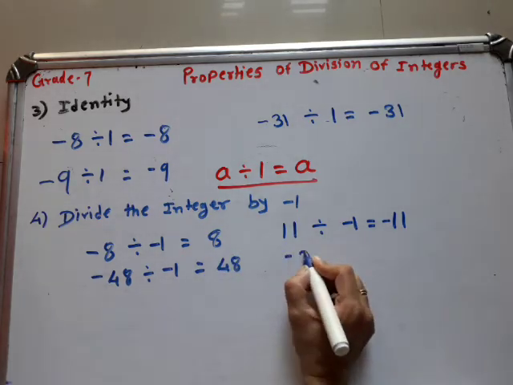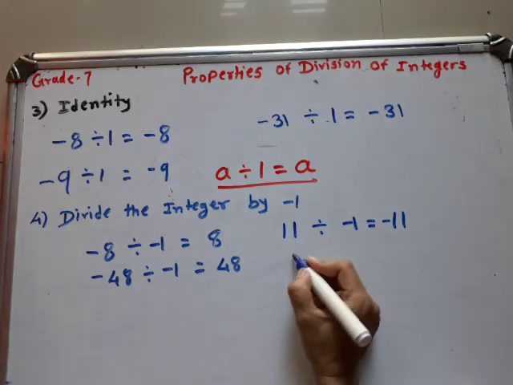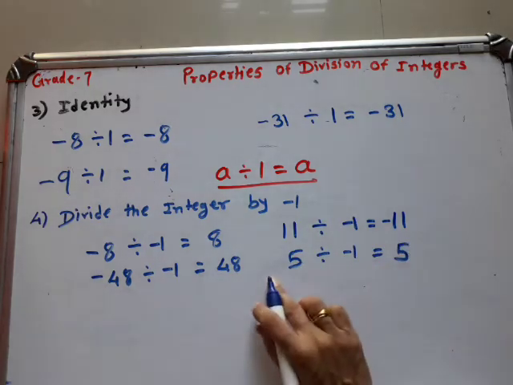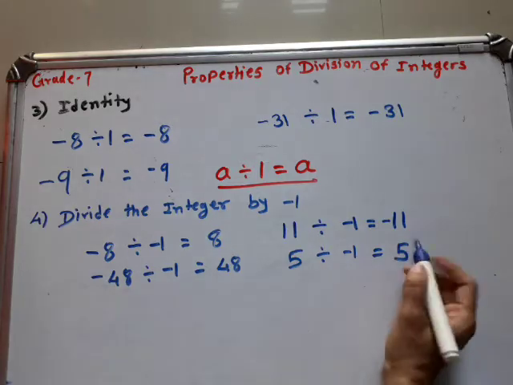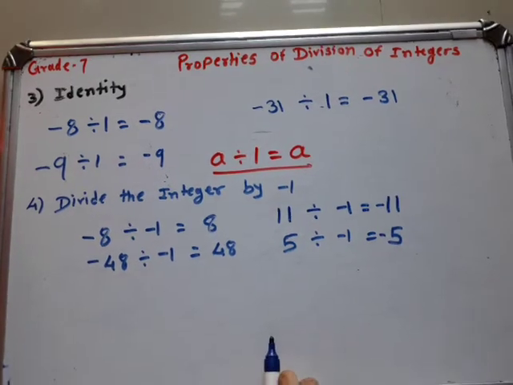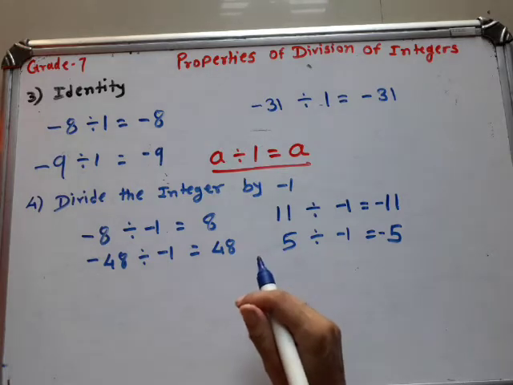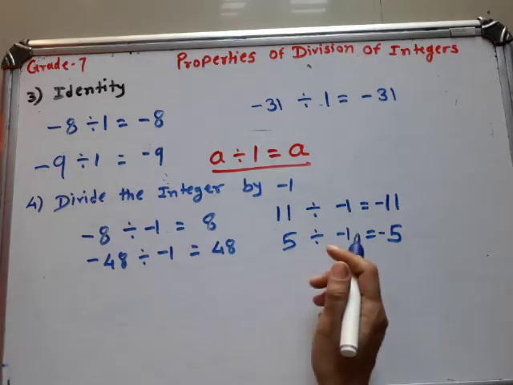Suppose your number is 5 divided by minus 1. 1 5s are 5, and this is a positive integer, this is a negative integer. So here we get minus 5. So we observe that if any integer is divided by minus 1, it does not give the same integer again.